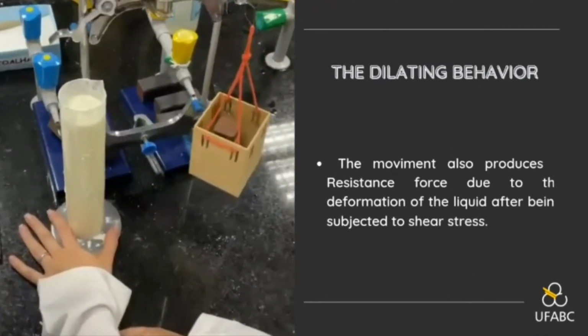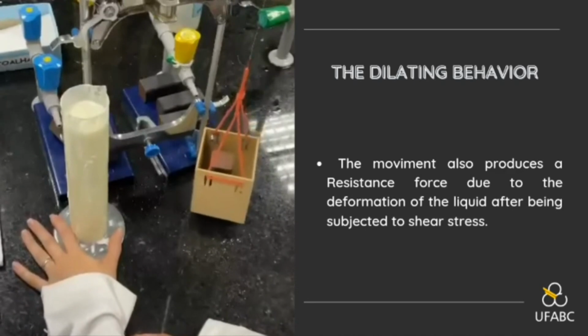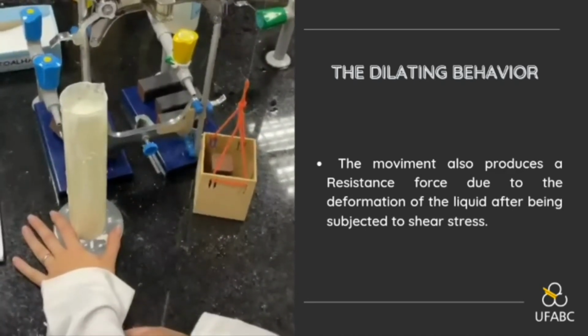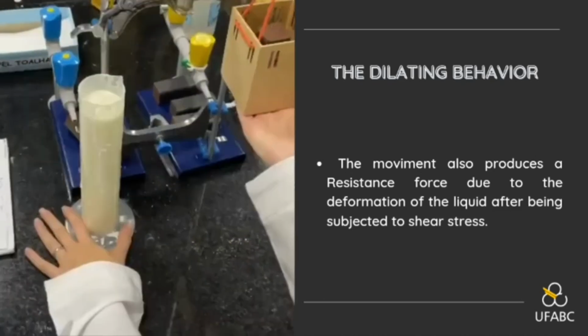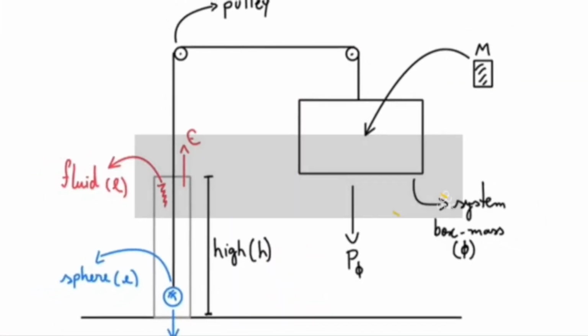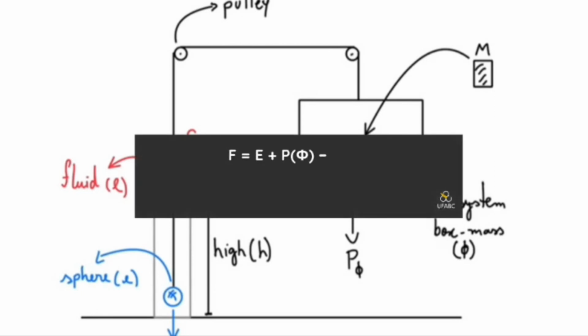However, considering that it is a non-Newtonian dilated fluid, in addition to the forces mentioned above, the movement will also produce a resistant force due to the deformation of the liquid after being subject to shear stress. Finally, we have deformation resistance is equal to F minus S.